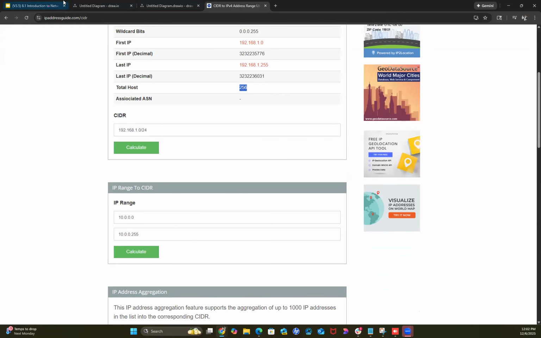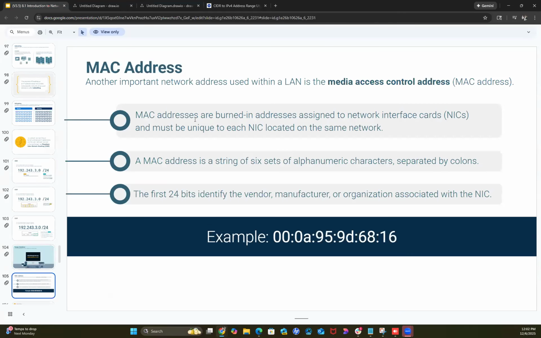And I also sent a copy of the CIDR list on Slack. It has a complete list of how many IPs are available.